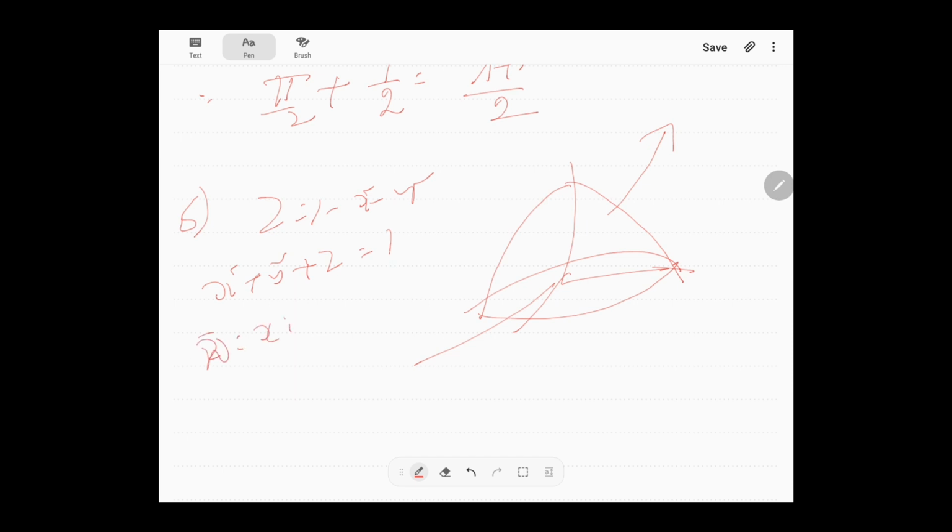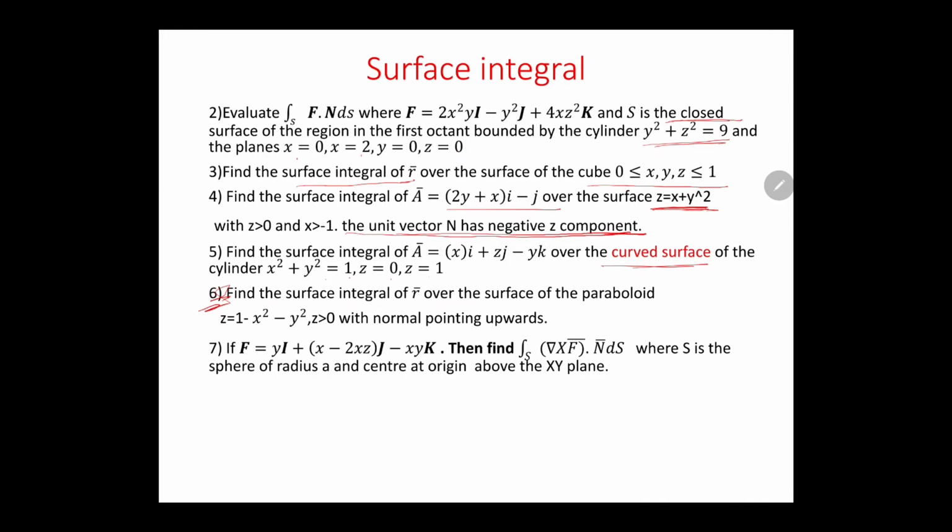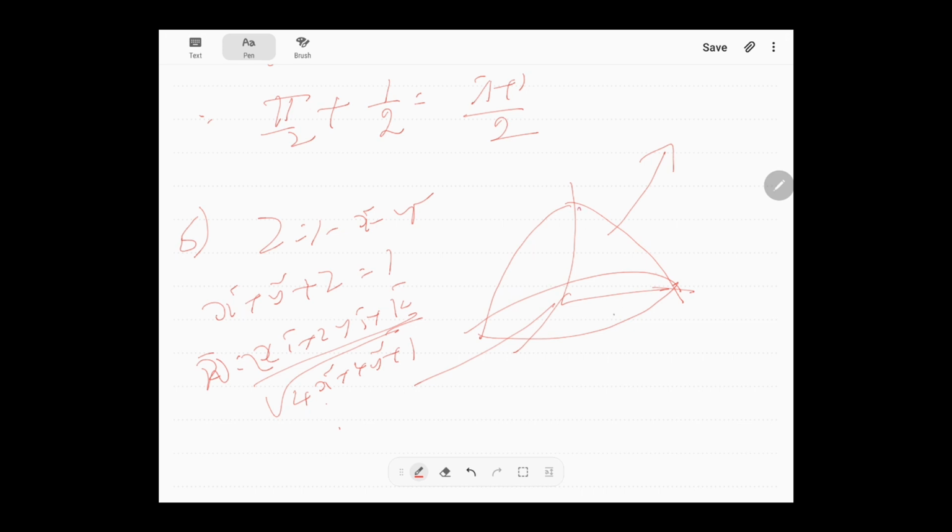N bar is 2x i bar plus 2y j bar plus k bar, by root over 4x square plus 4y square plus 1. If I take 4 common here, x square plus y square is 1 minus z. Substitute here. This is how we will find n bar. A bar he has already given. A bar is simply r bar. A bar dot n bar ds. You need to take the projection on the xy plane, so that your projection region R will be x square plus y square is equal to 1.